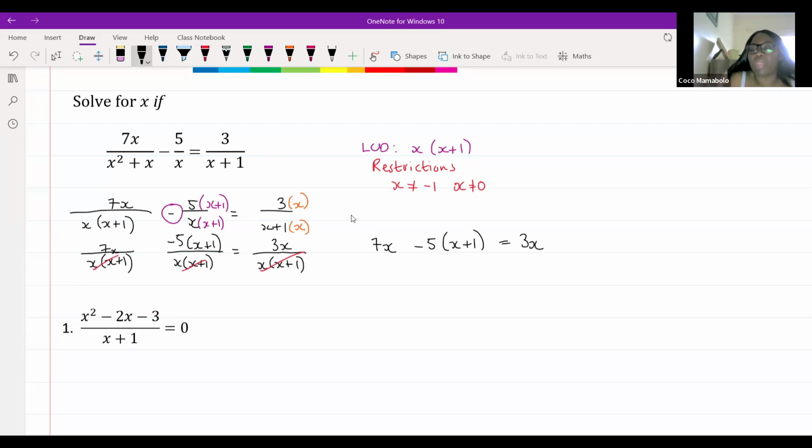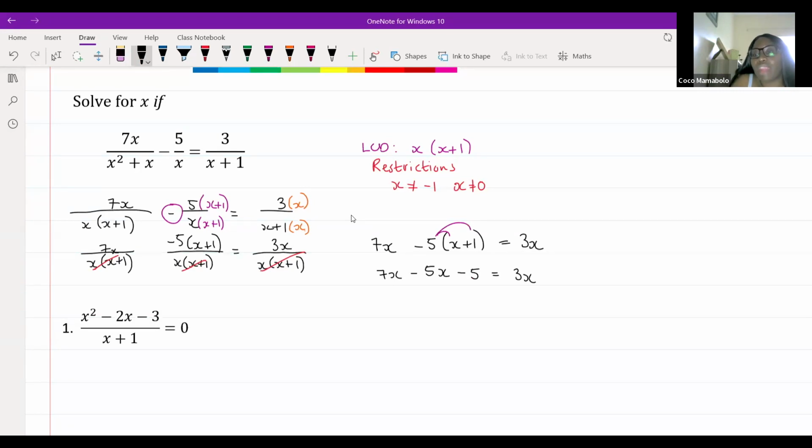And I can just drop the denominators. Yes, abandon them. Abandon the denominator. Right. And then we're just going to solve for x. Okay, first thing I'm going to do is get rid of brackets. I'm going to multiply that in. I'm going to get 7x minus 5x minus 5 is equal to 3x.